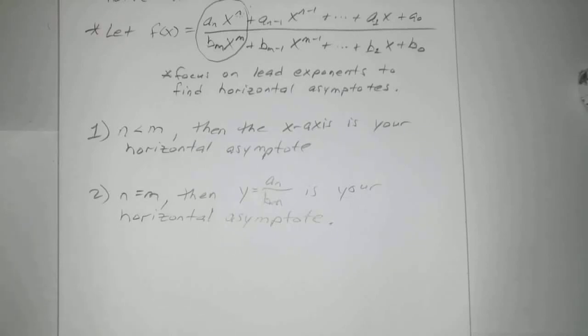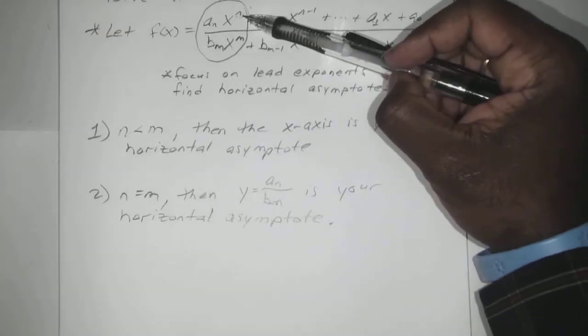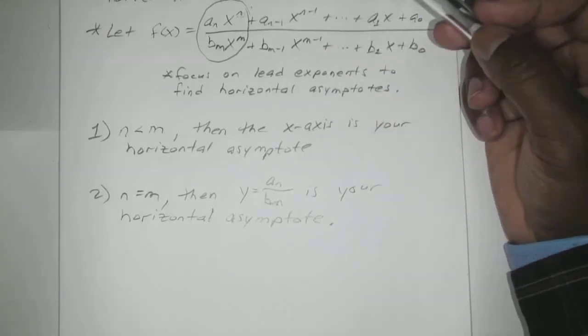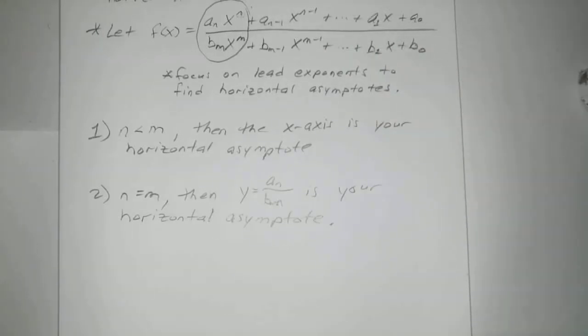Now, if your numerator exponent is bigger than your denominator exponent, then there is no horizontal asymptote at all. That means it can go up forever or it can go down forever.